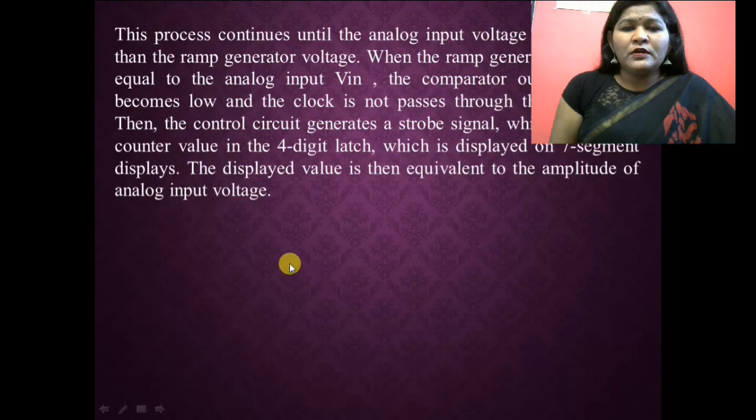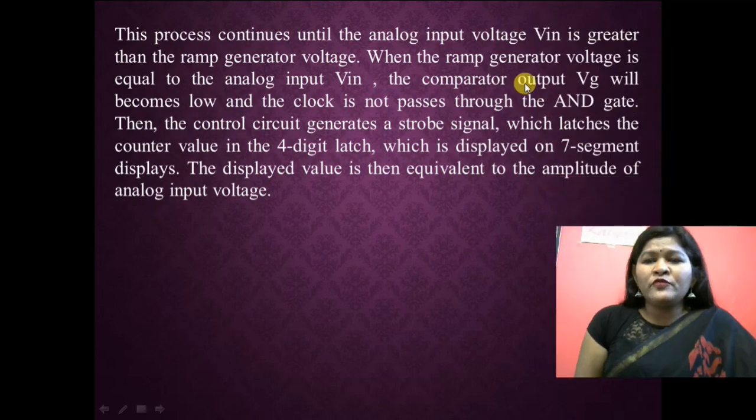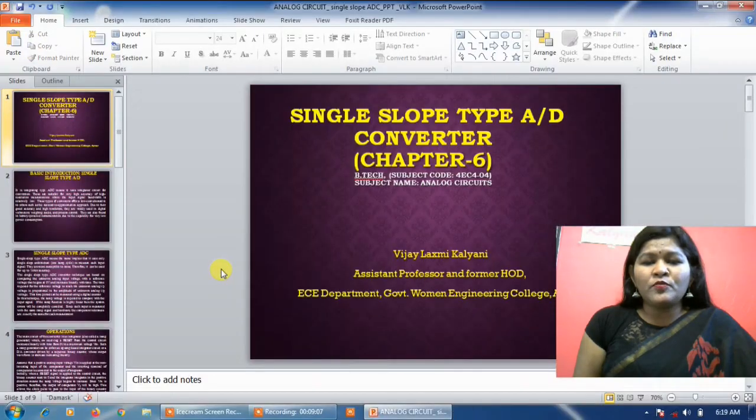This continues as long as the analog input voltage V in is greater than the ramp generator voltage. When the ramp generator voltage is equal to the analog input voltage V in, the comparator output VG will become low and the clock does not pass through the AND gate. Then the control circuit generates a stop signal. So here these are the stop signals.